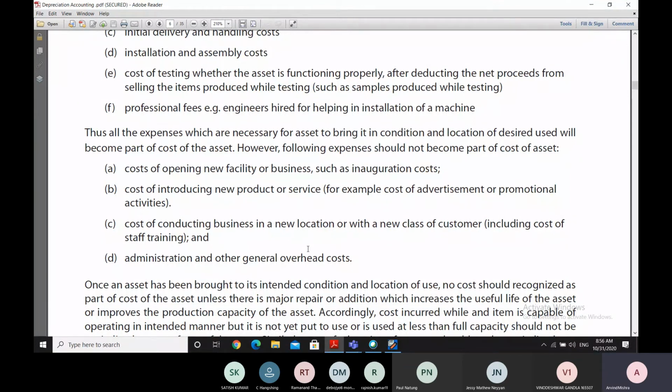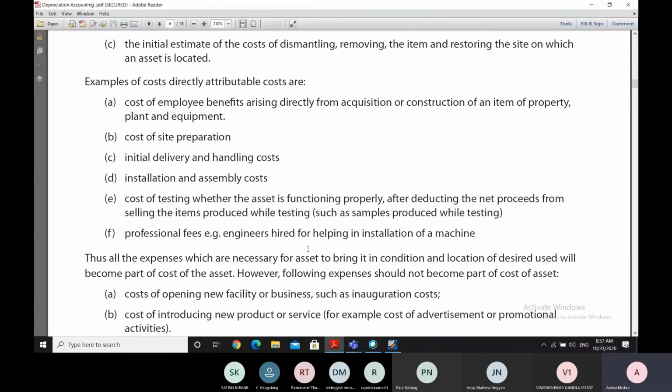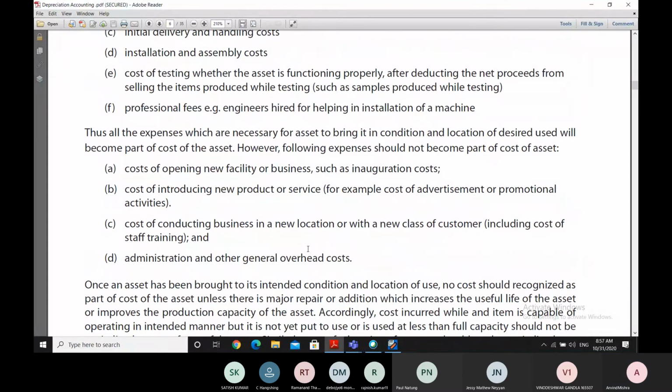And of course, the general administration and the general overhead costs, which are not directly attributable to the bringing of the asset to the condition which is required or to the location as per the requirement of the enterprise, will not be included as part of the cost of the asset.